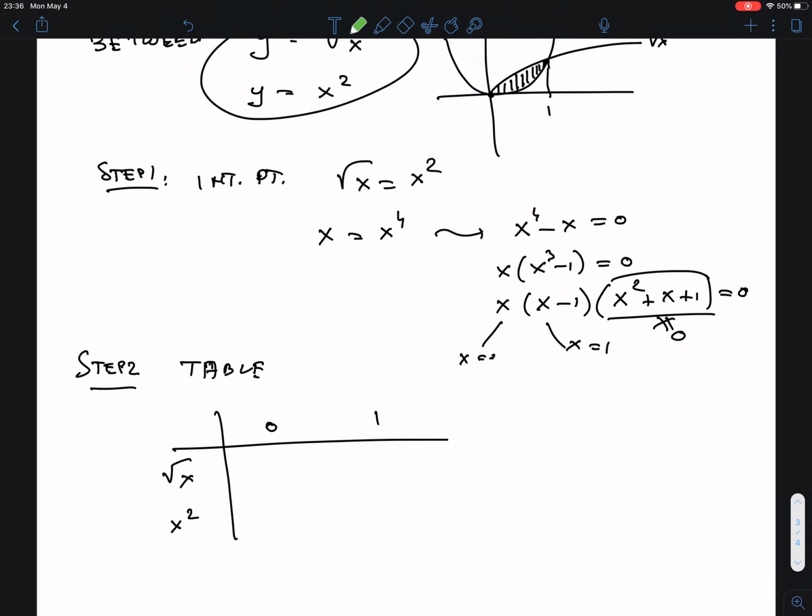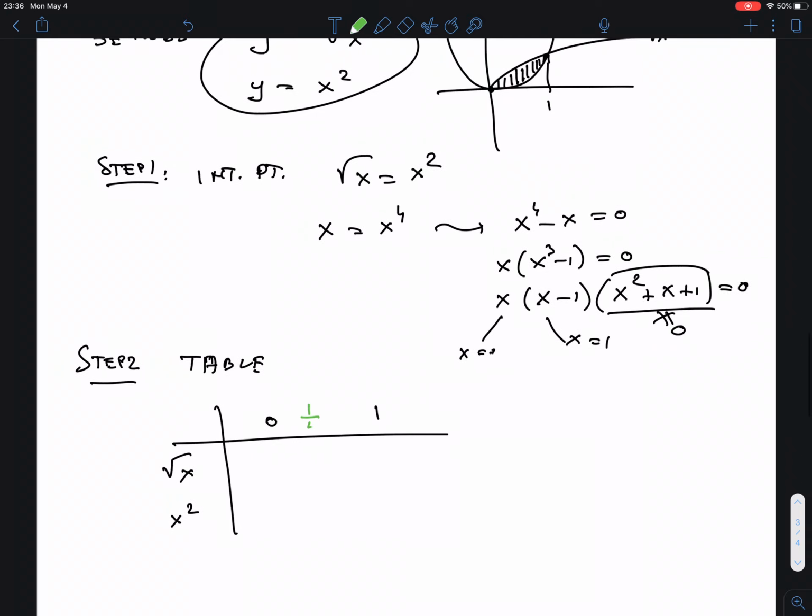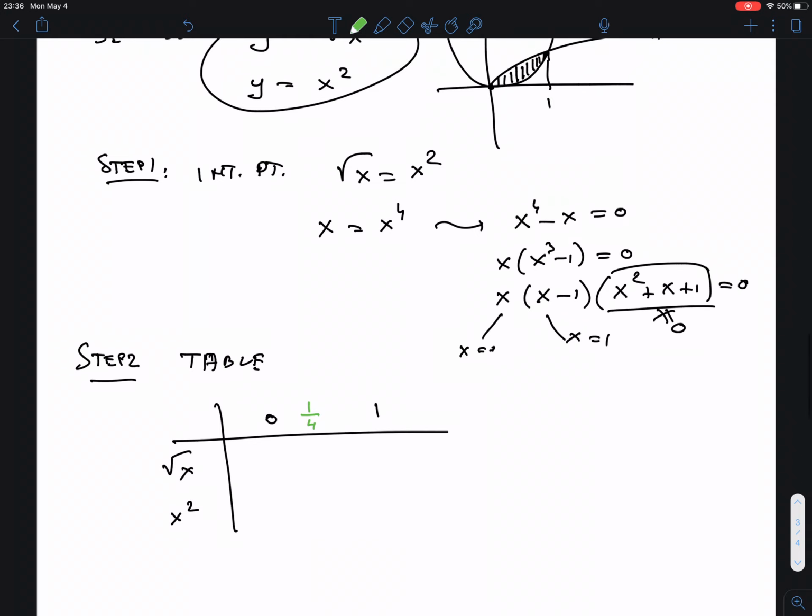So I have to take a test point somewhere between 0 and 1. Everybody's going to take a half, right? I'm going to take 1/4. Why do I take 1/4? Because I know what the square root of 1/4 is. The square root of 1/4 is a half. I also know what the square of 1/4 is, that's 1/16.